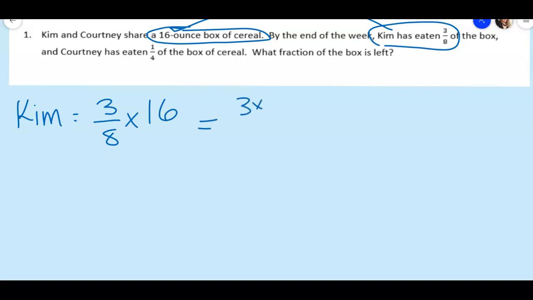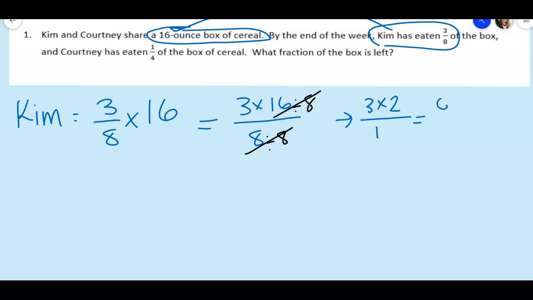So 3 times 16 over 8. I know that 8 goes into 8 and 8 goes into 16, so I can cross cancel and have my new equation, which is 3 times 2 over 1, which equals 6 over 1, which means she ate 6 ounces of that box.